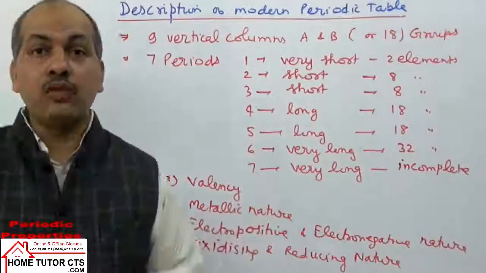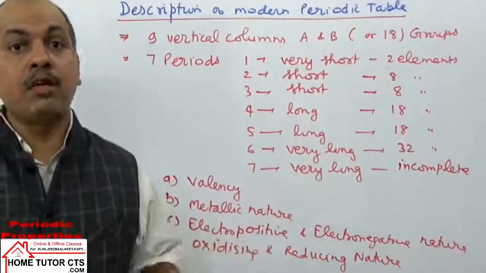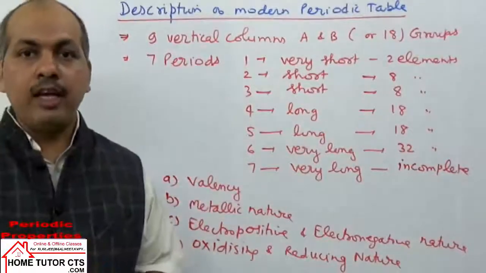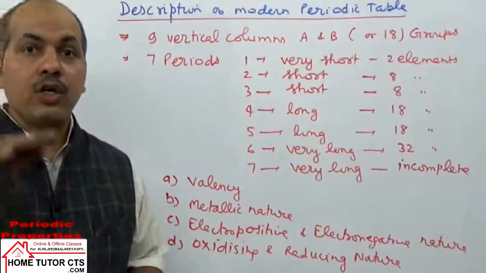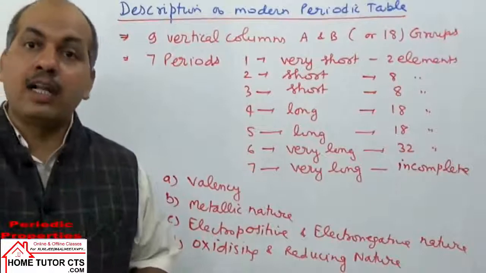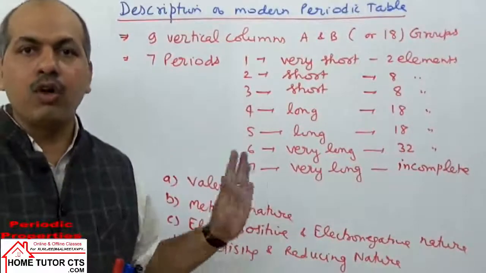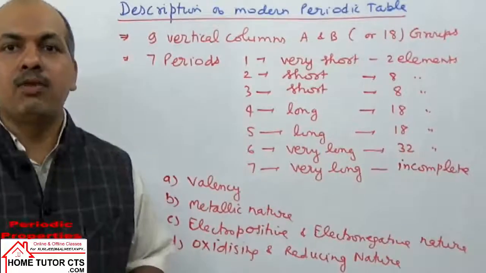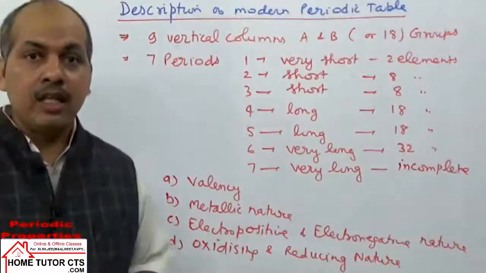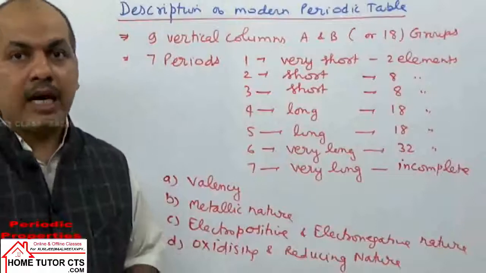Next, take the metallic nature of elements. In the entire periodic table we have the maximum number of metals. The metallic nature of the elements increases on moving down the group and decreases on moving along the period. At the extreme left of the periodic table we have all metals. At the extreme right, we have mostly non-metals. Moreover, this metallic character decreases on moving along the period and increases on moving down the group.